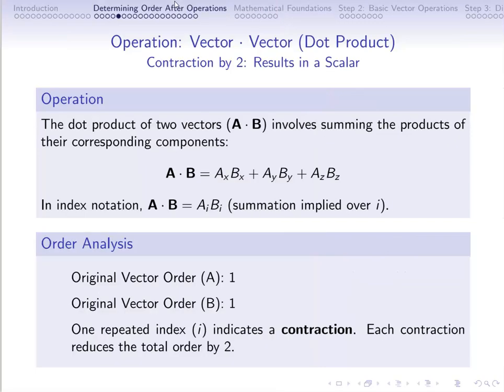Now, vector and vector dot product. The dot product of two vectors a dot b involves summing the products of the corresponding components. So a dot b is ax bx plus ay by plus az bz. Later we'll understand how this actually happens. If we do the order analysis, this order is 1, this order is 1, and the dot gives minus 2. So 1 plus 1 minus 2 is 0, which means a scalar.